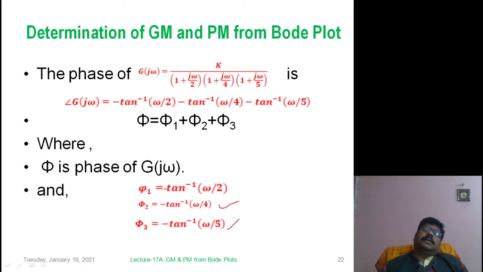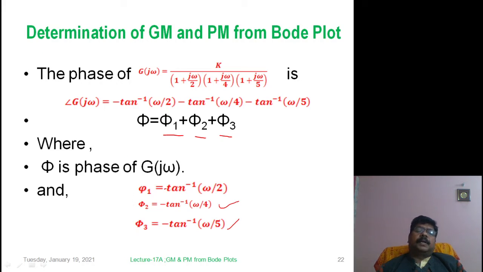Now the phase angle for the same transfer function, k upon (1 plus j omega by 2)(1 plus j omega by 4)(1 plus j omega by 5). Since these roots represent poles, the angle contributed by this factor is minus tan inverse omega by 2, by this factor minus tan inverse omega by 4, and by this factor minus tan inverse omega by 5. So the net angle contributed will be phi 1 plus phi 2 plus phi 3. So phi will be the sum of these angles.